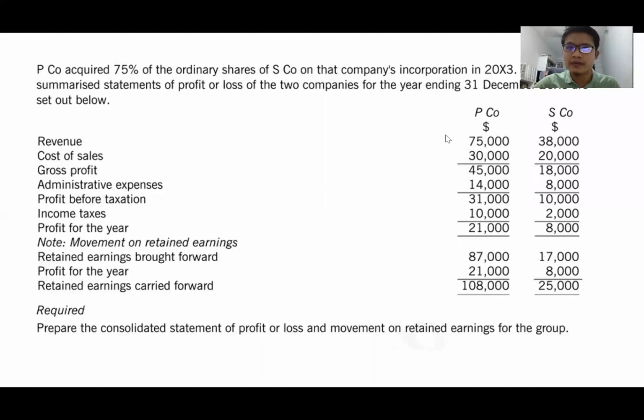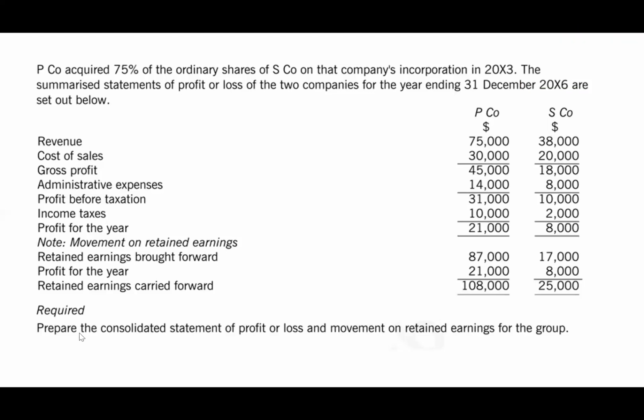What we are going to do is to recap how we do a basic consolidated statement of profit or loss. There are two examples, and these are very basic examples of how you consolidate two profit or loss statements between two companies, because one of the companies is the parent and the other is the subsidiary.